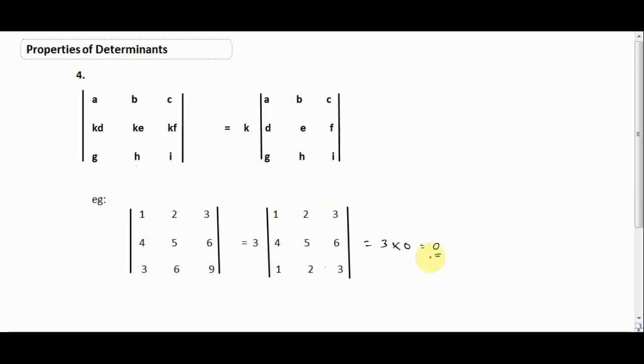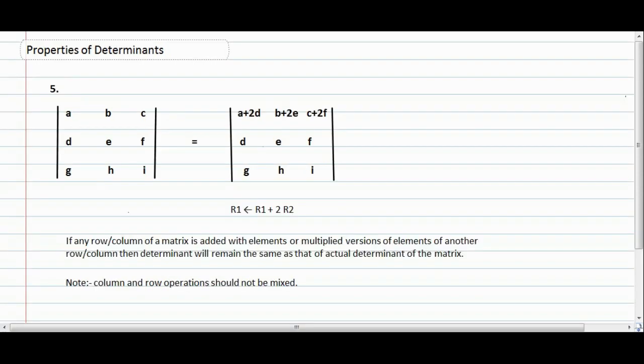Okay, now let's move on to property number 5. Property number 5 says if any row or column of a matrix is added with elements or multiplied versions of elements of another row or column, then determinant will remain the same as that of actual determinant of the matrix. So let's see this case.